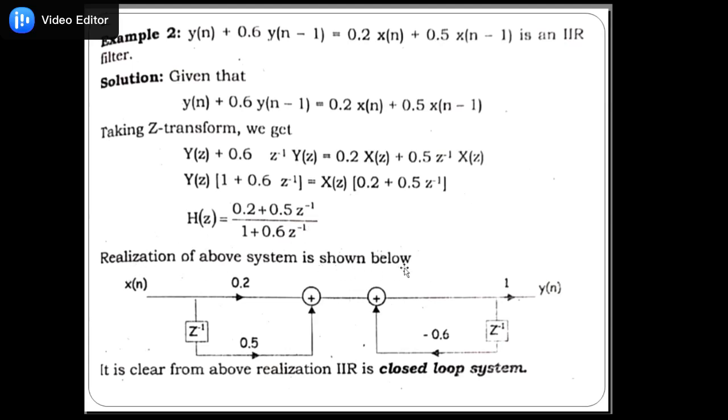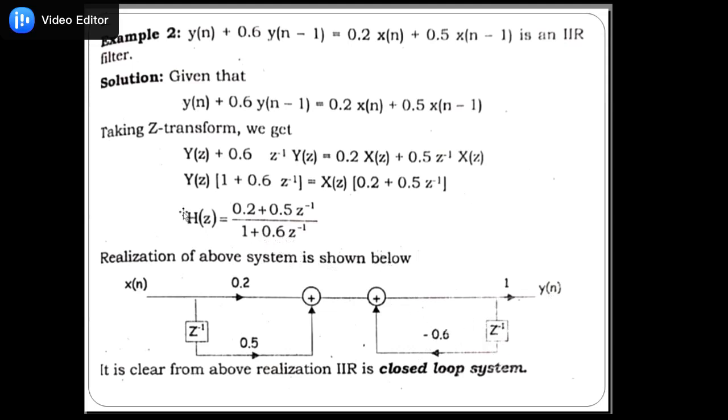Realization of the above system is shown below. The input side will be denoted here, suppose that is Y(z) divided by X(z). X(z) will be multiplied with this signal, which means that is your input side and that is your output side. That's why the input x(n) will be multiplied with 0.2, then the delayed version will be multiplied with 0.5. Suppose you consider the output side, that is y(n) multiplied with this, that's why the multiplier is 1 for y(n), and the delayed version will be multiplied with 0.6.